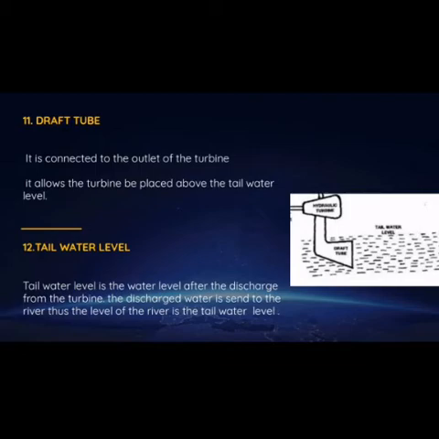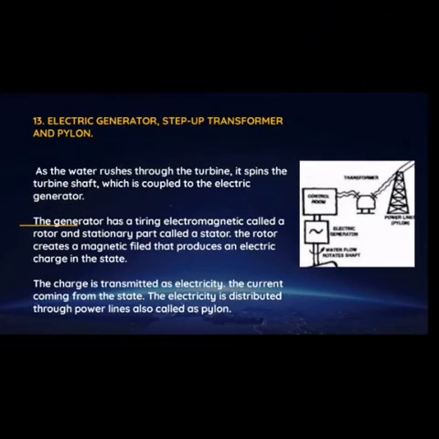11, draft tube. It's connected to the outlet of the turbine. It allows the turbine to be placed above the tailwater level. And next, tailwater level. Tailwater level is the water level after the discharge from the turbine. Discharge water is then sent to the rivers. Thus, the level of the river is the tailwater level. And this is the diagram of tailwater level.